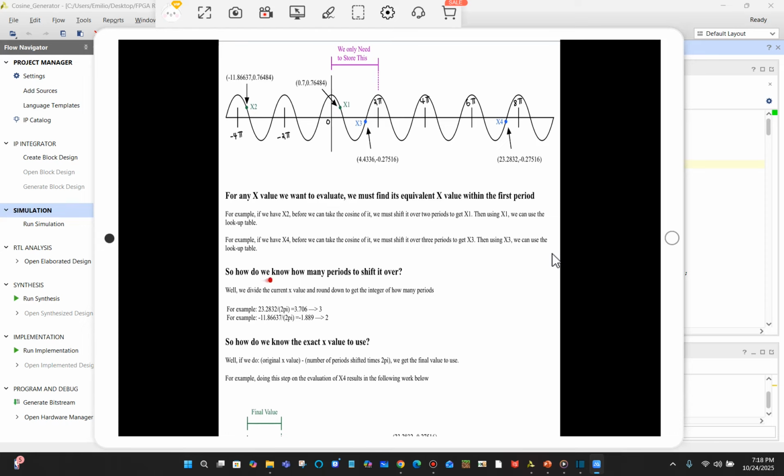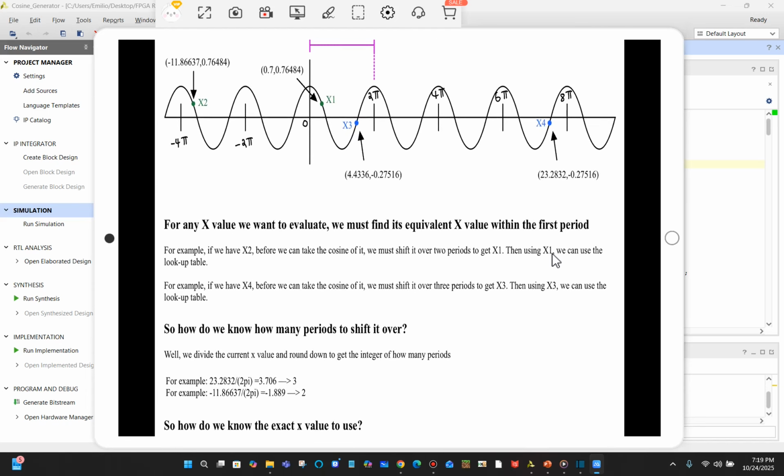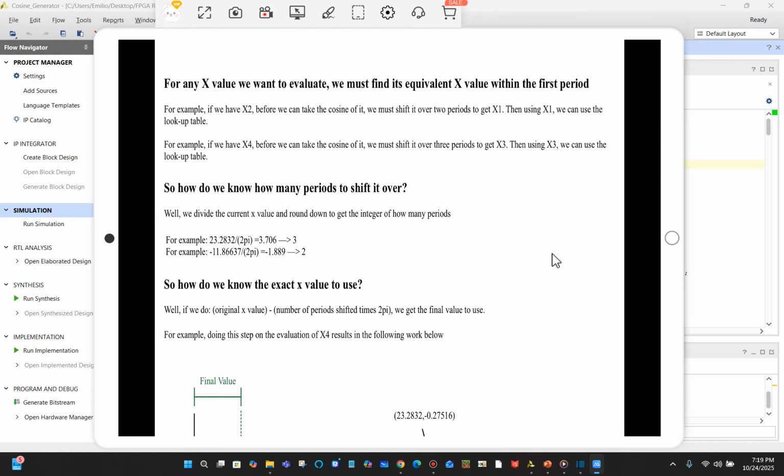So, how do we know how many periods to shift it over? Well, all we have to do is divide the current x value by the period and round down to get the integer number of periods. So, like for x4, that original x value is 23.2832. If we divide that by 2 pi, we get 3.706. If we round down, we get 3. Sorry about that. And there's also a tiny little mistake here.